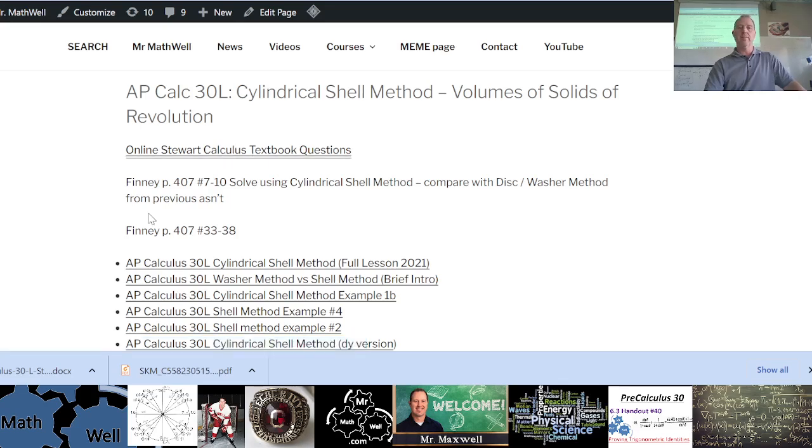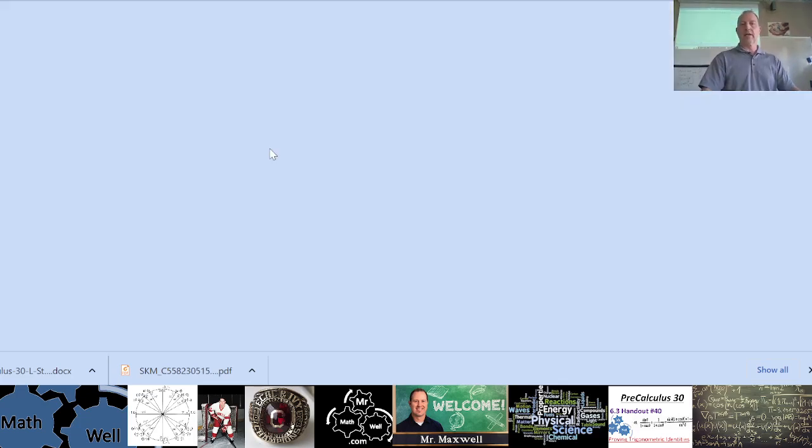This is from your text, and last section when we did the washer method, I think you did solids of revolution, these same questions using the disc and washer. I'm going to ask you to compare this shell method for some practice, to do the cylindrical shell method for some of the same questions, and see if you get the same answers. But we're going to focus on this here right now. If you click on that, this should show up.